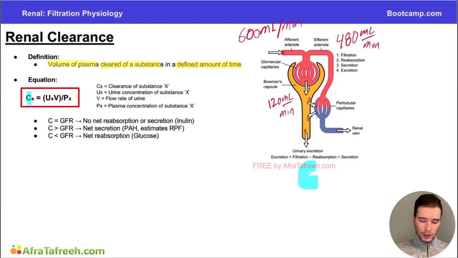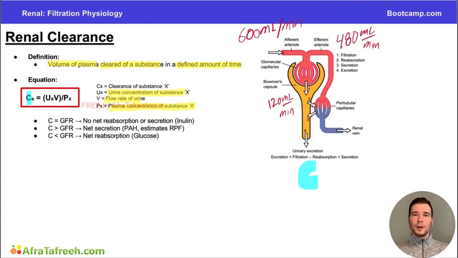U is the urine concentration of a substance, times V, the flow rate of urine. So it's how much stuff, the concentration, is getting there, times how much, the flow rate, how fast it's getting there, divided by the plasma concentration of the substance. In other words, our clearance is equal to how much solute is getting there, times the rate at which it's getting there, divided by what is left over in the plasma afterwards, because we're saying urine concentration divided by the plasma concentration.